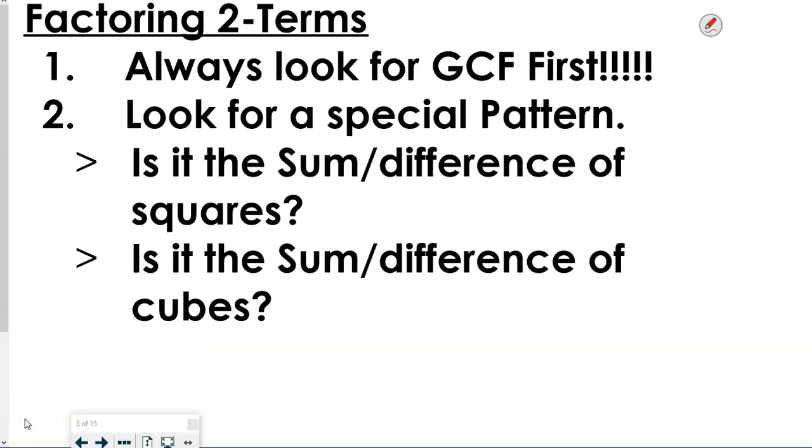So this should be our process, okay? So we're going to factor two terms. So always look for a GCF first. That's always going to be our case. We're always going to look for a GCF first. Then we're going to look for a special pattern. So today we're going to talk about sum and difference of squares, and we're going to talk about the sum and difference of cubes.